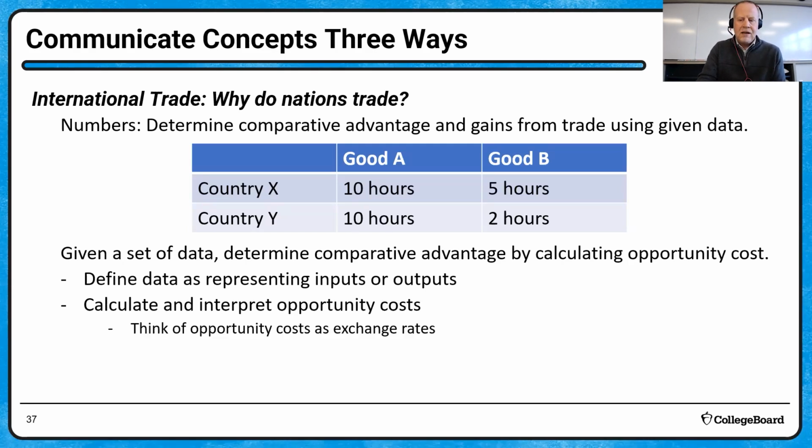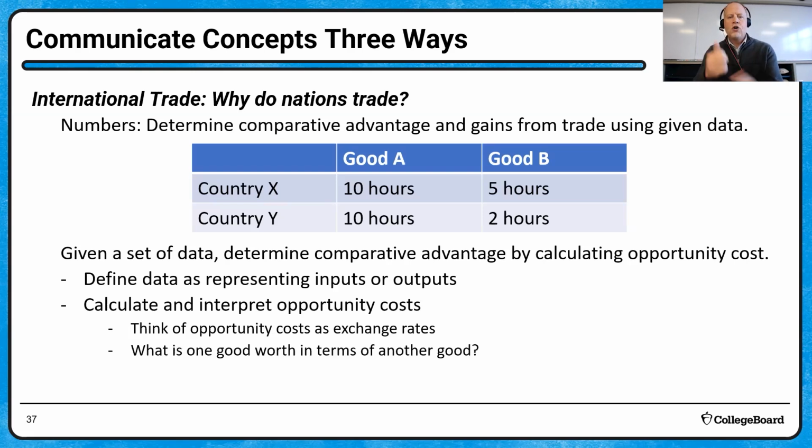I have found it to be helpful to think of opportunity costs as exchange rates. What is one good worth in terms of the other good? Much like you think of exchange rates when you're doing the foreign exchange market. In that situation, you're saying, what is one currency worth in terms of another currency? Well, here you're saying, what is good A worth in terms of good B? When it's presented this way in terms of the amount of time to produce one, it becomes a whole lot easier. In this example, it takes 10 hours, obviously, to produce good A in country X.